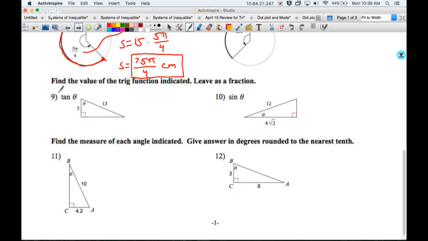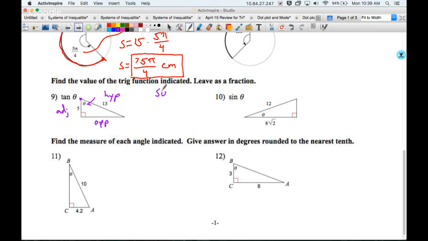So if I'm trying to find tangent of theta, and I know that this is my angle theta, then I have to label my side lengths from this perspective up here. So standing right here, if I look out, this side over here is my opposite. Now my two adjacent sides, the longer one gets named hypotenuse and the shorter one gets named adjacent.